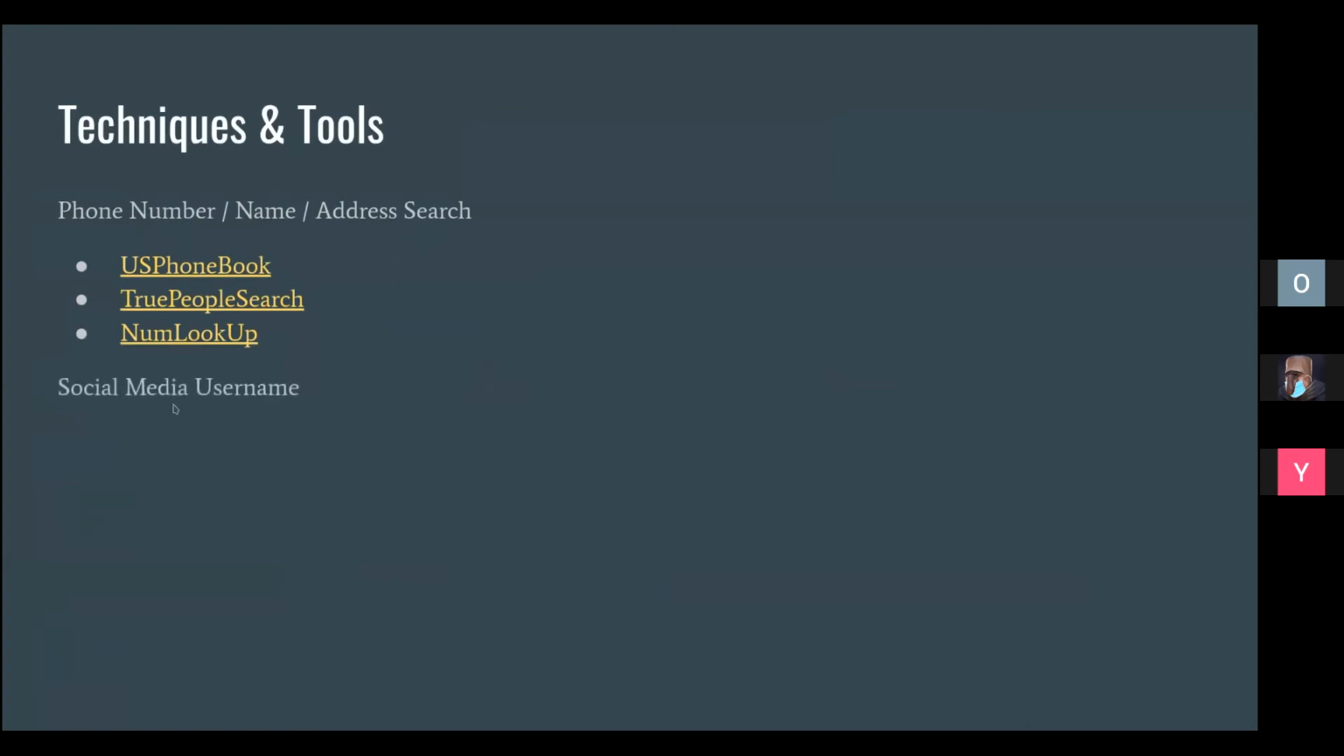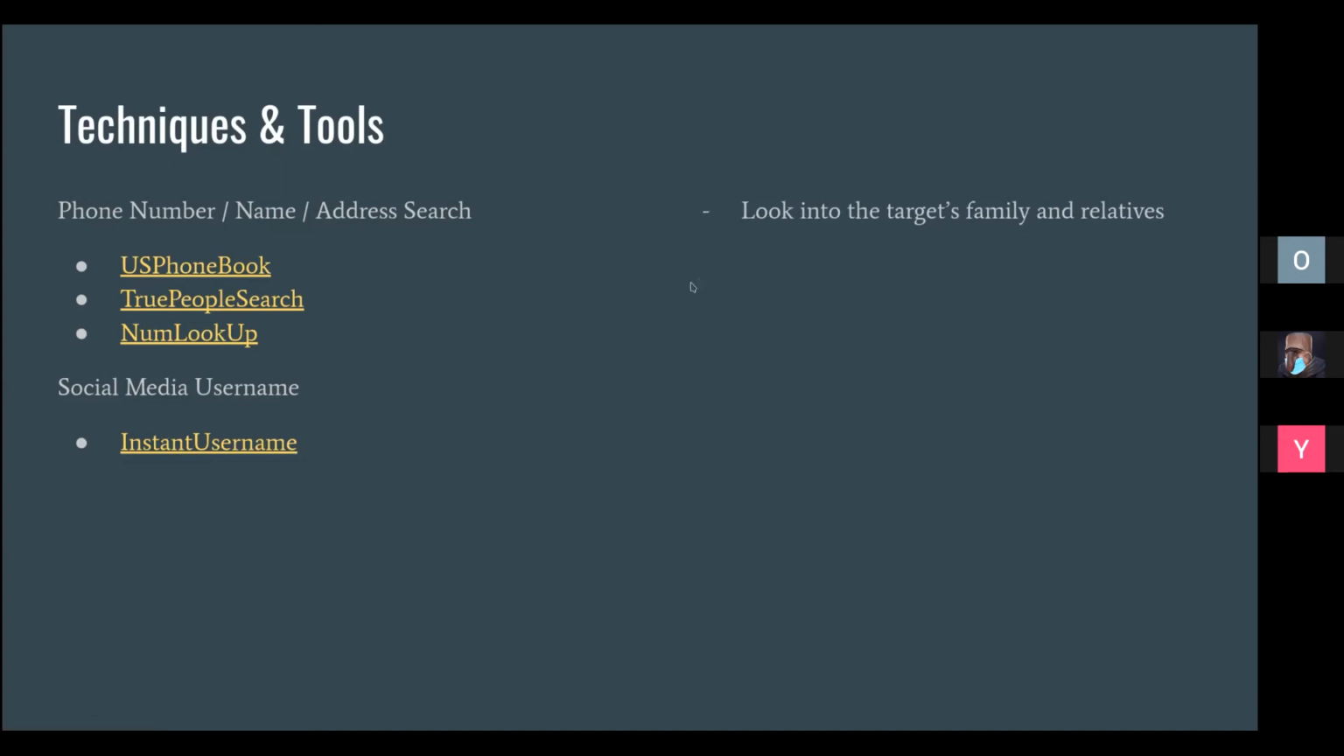And lastly, we're looking at social media, and so basically the username. You can use this website to search if a username exists on that social media. And one of the tips for finding that person is by looking through their family and relatives. And we also look into their social media and try to find any username.